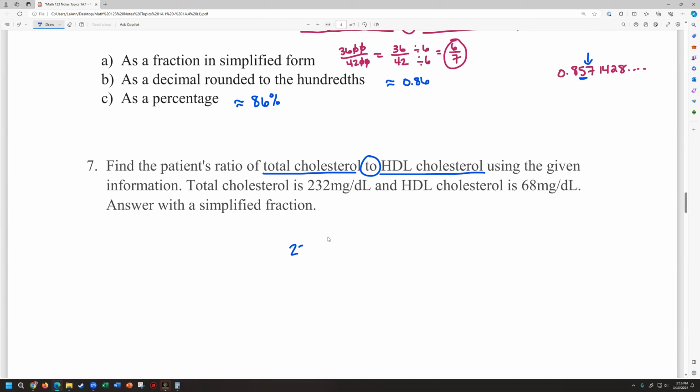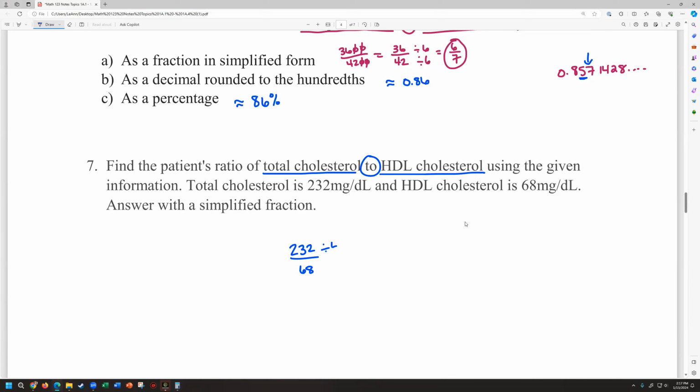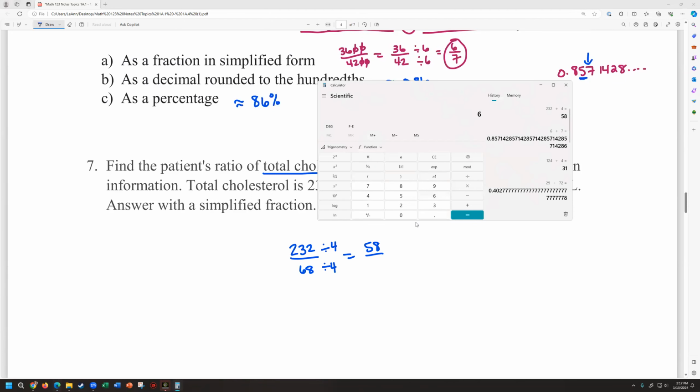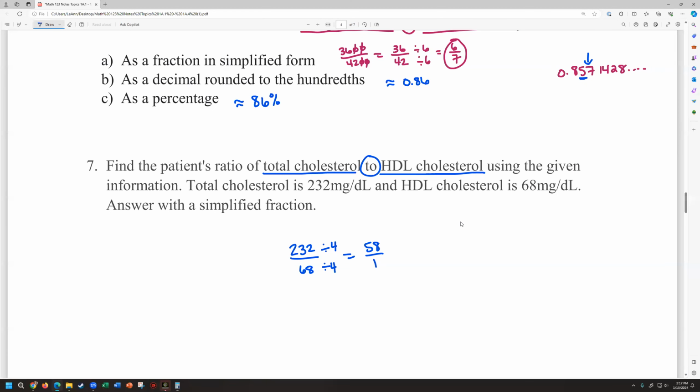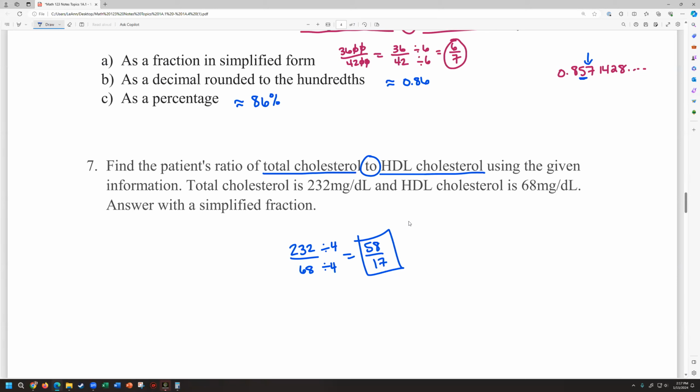So total cholesterol is 232. HDL was 68, and we're not supposed to turn this into a decimal. We're supposed to reduce this. So I know we can probably divide by 2, but let's see if we can divide by 4. Looks like we can. And this may or may not get us all the way reduced. So again, I don't have the special calculator on my computer to do that. So that would be 58 over, let's see, 68 divided by 4 is 17. We'd also want to check just to make sure 58 is not divisible by 17. It is not, and there are no other factors that go into 17. So this is 58/17, okay?